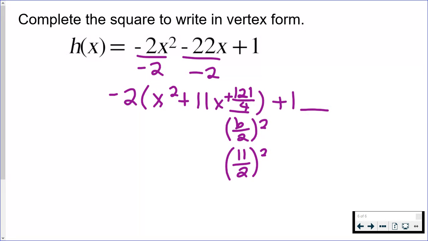Now is where it gets tricky. That second space is where I need to undo what I just put in there. Because as of now, I don't have the same equation, because I just took this 121 over 4 out of thin air and I put it into this space. So what I need to do is undo it. However, like previously explained in another example, this is not really just 121 over 4. It's -2 times 121 over 4.